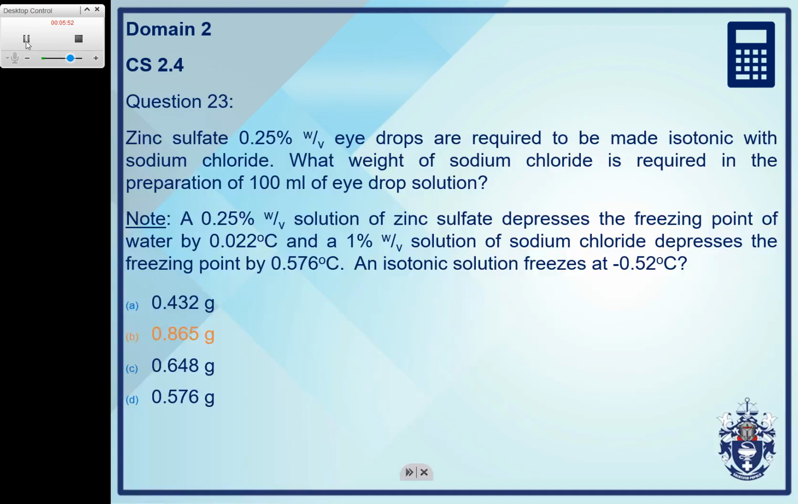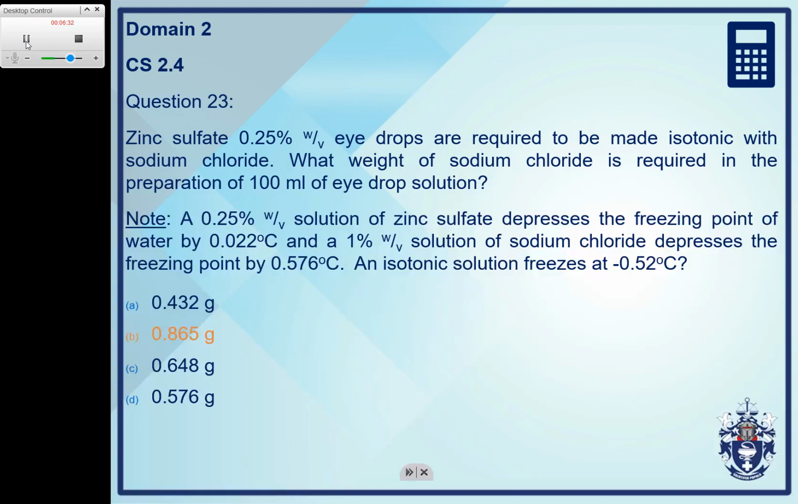And then important on this question, there is some additional info given, and this info is important. The information supplied reads as follows. A 0.25% weight per volume solution of zinc sulfate depresses the freezing point of water by 0.022 degrees Celsius, and a 1% weight per volume solution of sodium chloride depresses the freezing point by 0.576 degrees Celsius. An isotonic solution freezes at minus 0.52 degrees Celsius.